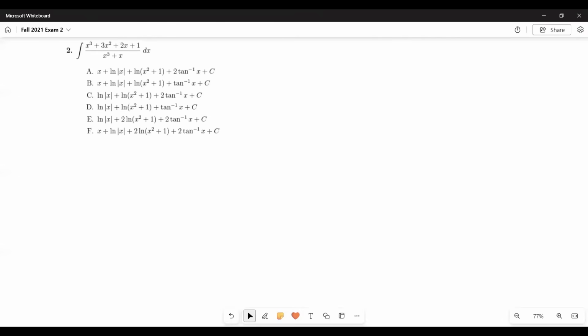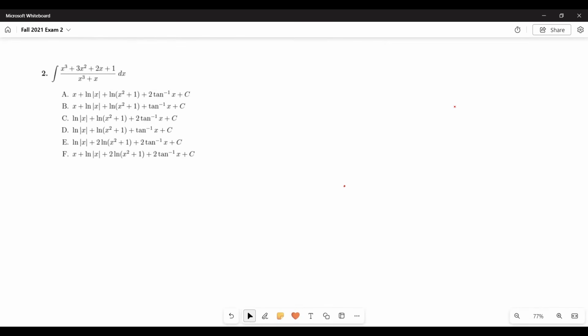Okay, so this question has to integrate x cubed plus 3x squared plus 2x plus 1 over x cubed plus x dx. So in this question, if you look at it, the numerator and the denominator both are cubic. So in this case, it's hard to integrate if you just look at it this way. But what we are going to do is decompose those. We're going to divide the numerator, x cubed plus 3x squared plus 2x plus 1, by x cubed plus x.